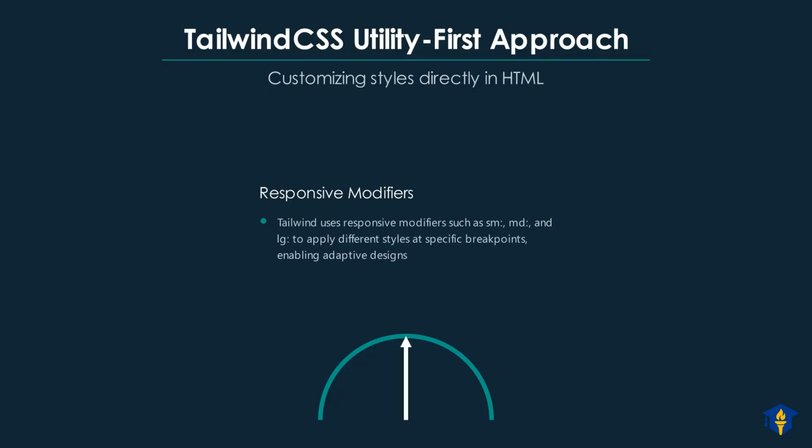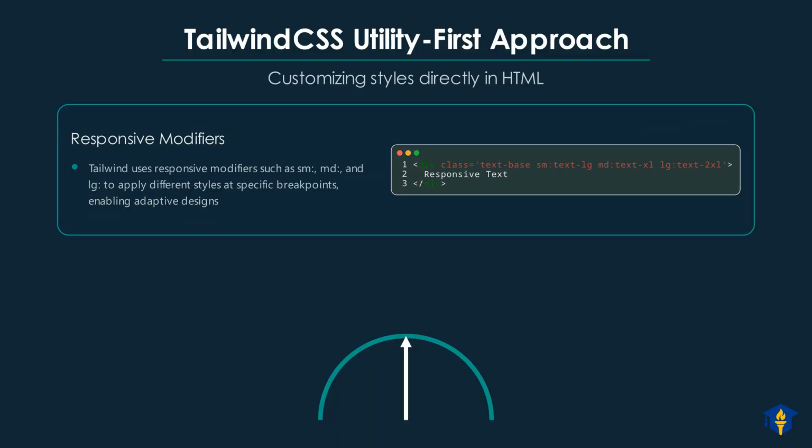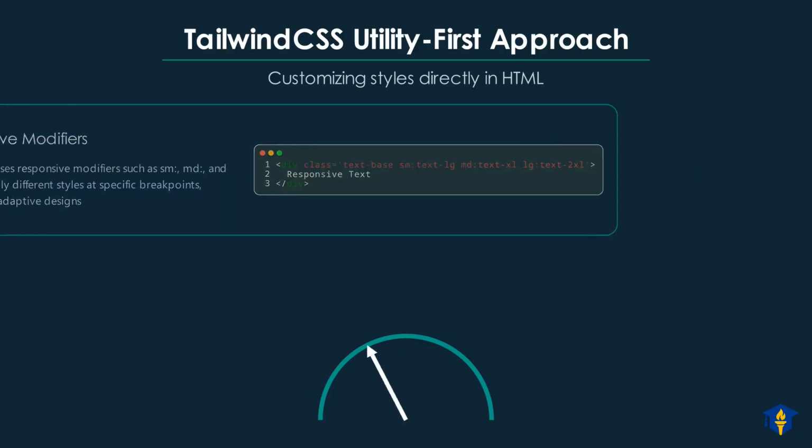Another powerful feature is Tailwind's responsive modifiers. Tailwind uses modifiers such as sm:, md:, and lg: to apply different styles at specific breakpoints. This code shows how to apply responsive text sizing, adapting the font size at different screen widths.